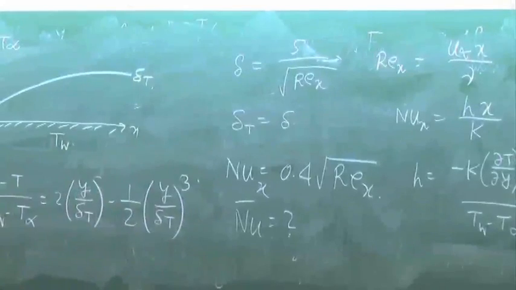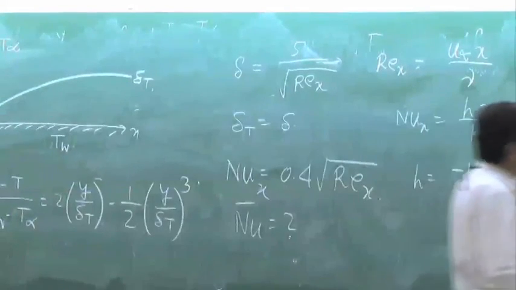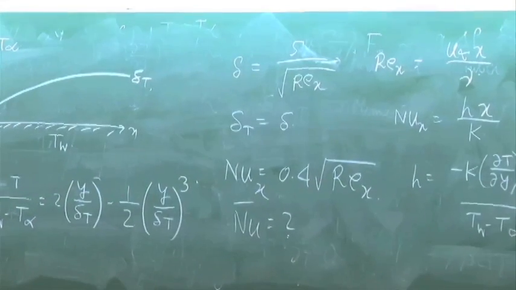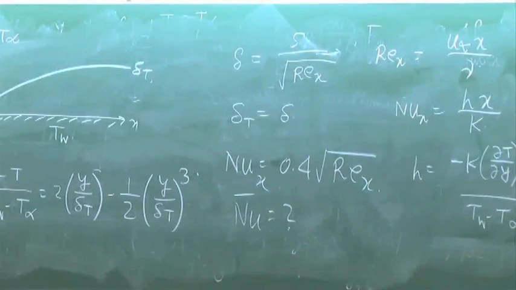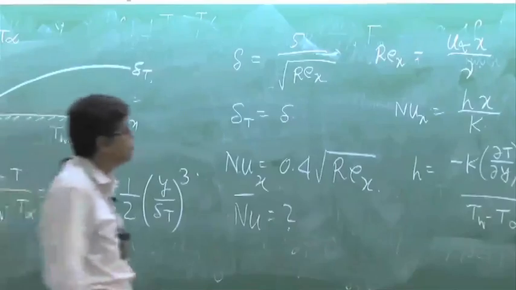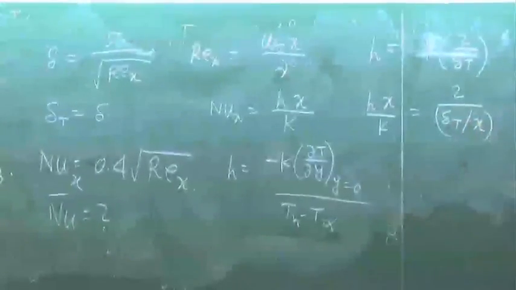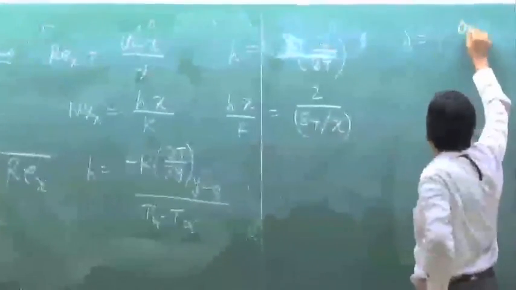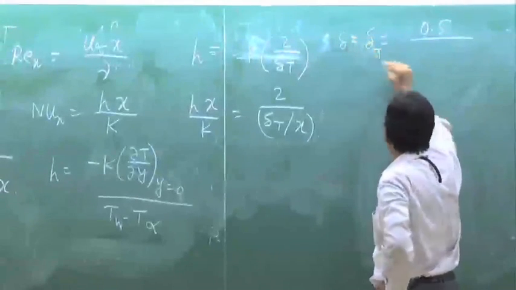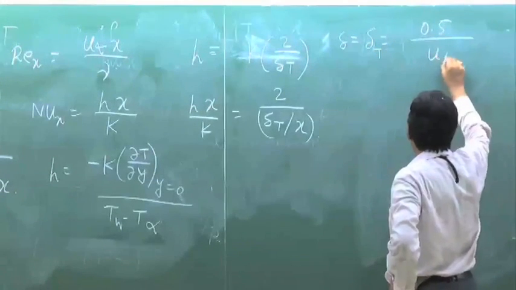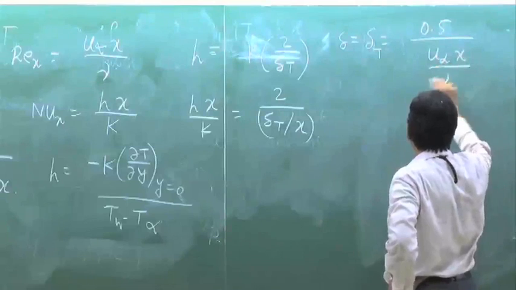Find out. hx x by k is 2 delta T by x. Delta is 5 by root Rex, delta T is equal to u infinity x by nu under root.